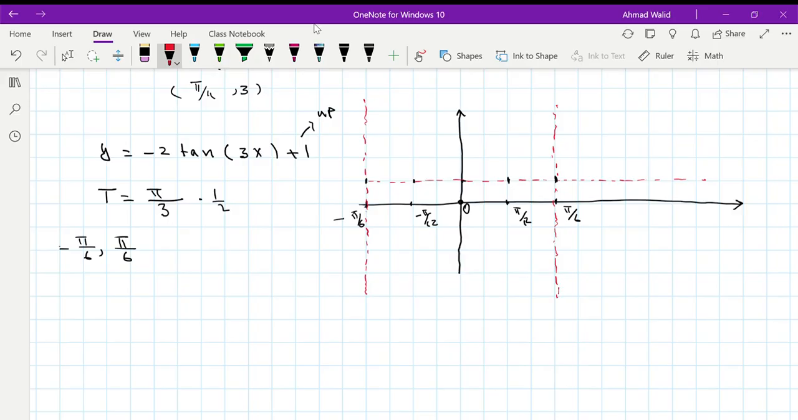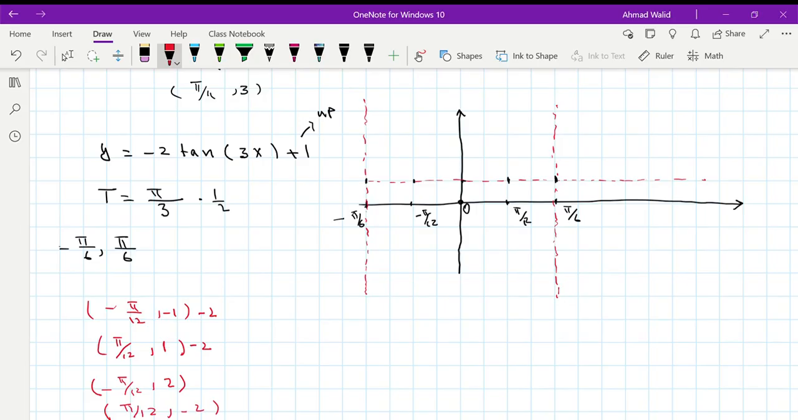Correct? Key points. What are the key points? You have negative pi over 12 and negative 1, and positive pi over 12 and 1. You multiply the outcome by negative 2. Then your new key points will be negative pi over 12 and negative 1 times negative 2 gives you 2, and also pi over 12 and 1 times negative 2 gives you negative 2.